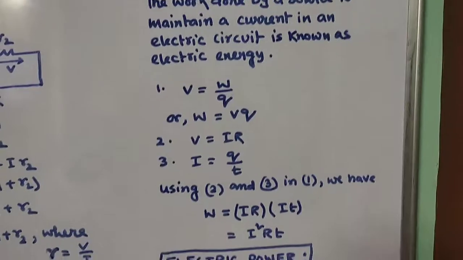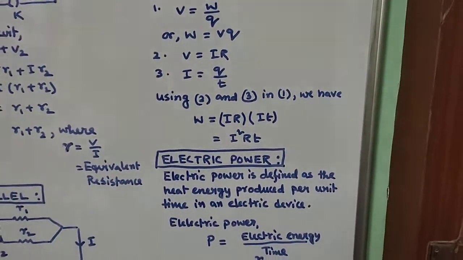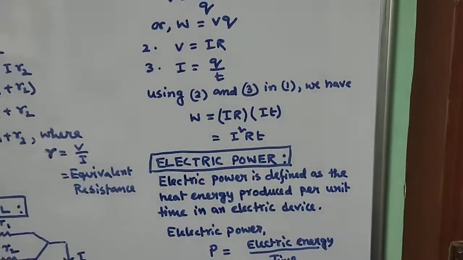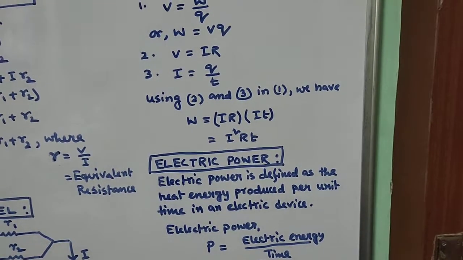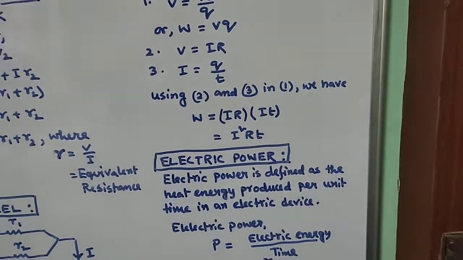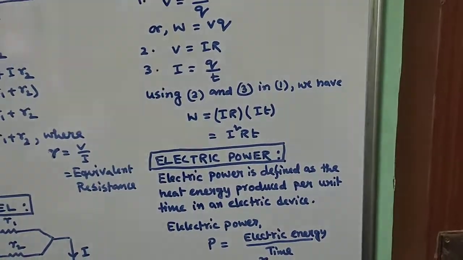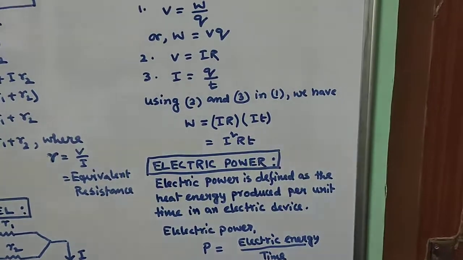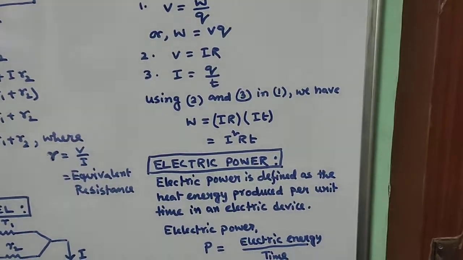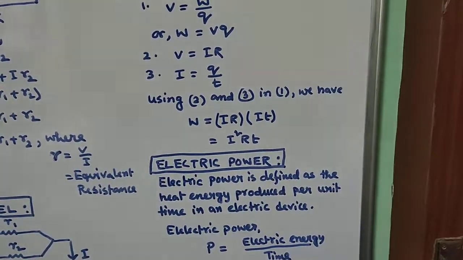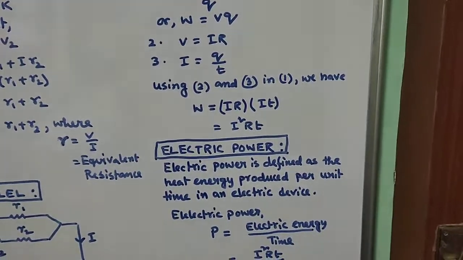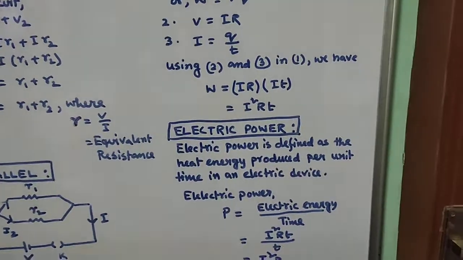Now the next one which we are going to discuss is electric power. Now all of you know power is nothing but the rate of doing work. So as per the definition in electricity, the same expression we are going to use to define electric power. Electric power is defined as the heat energy produced per unit time in an electric device. So electric power, P equal to electric energy by time.